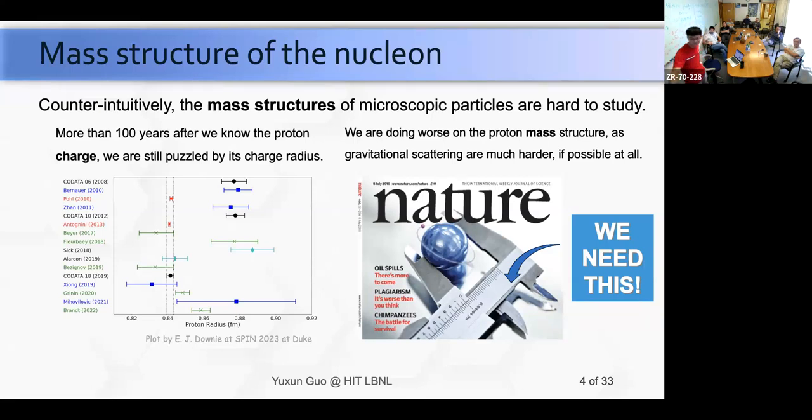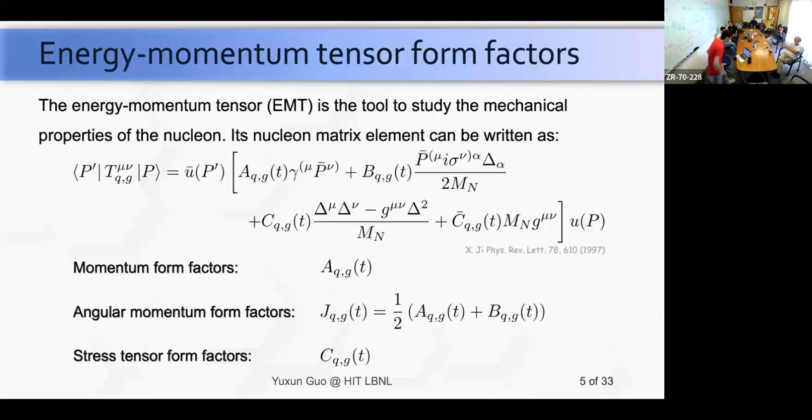Therefore, if you want to measure the mass structure of a nucleon like this, the first thing we need to think about is what is the ruler? How do we measure it? What is the tool we use to study that? The quantity we consider here is actually the energy momentum tensor form factors.